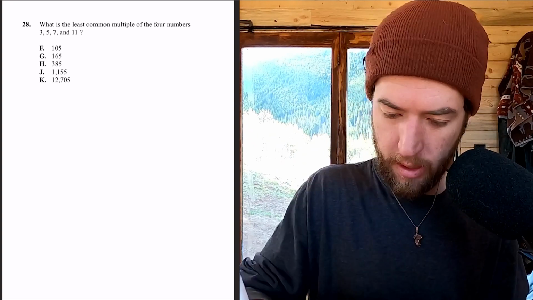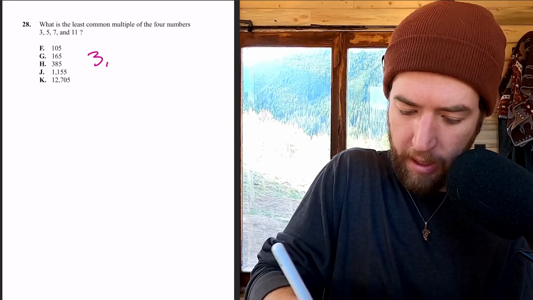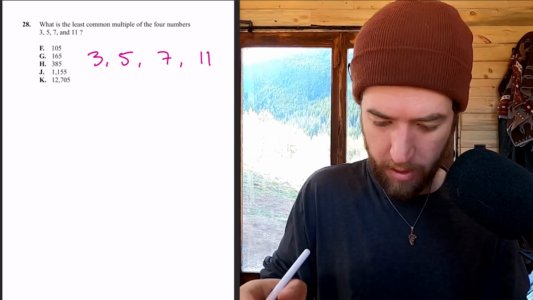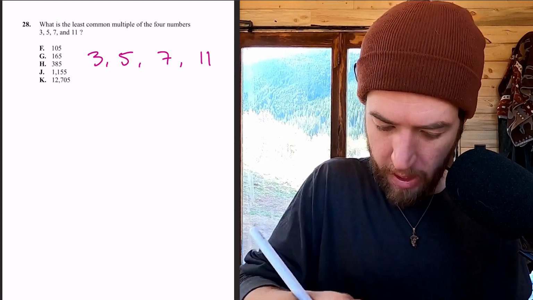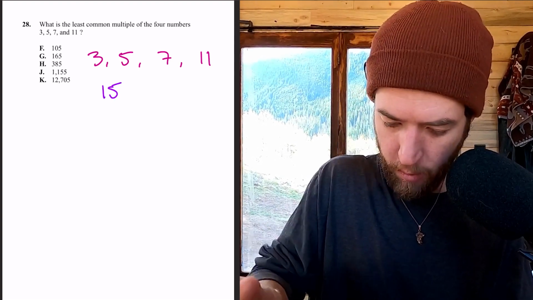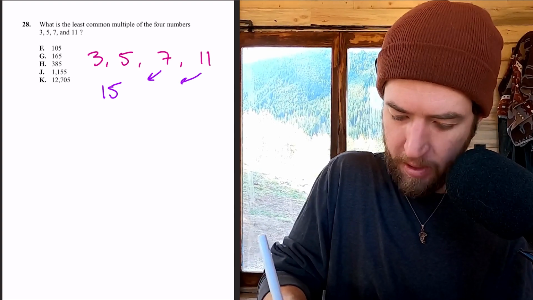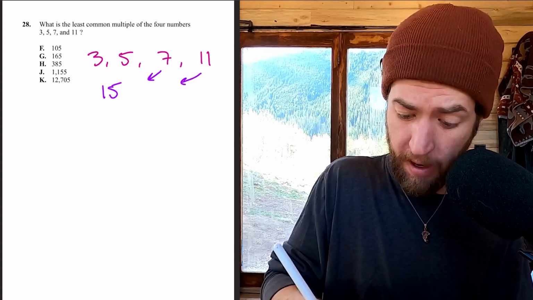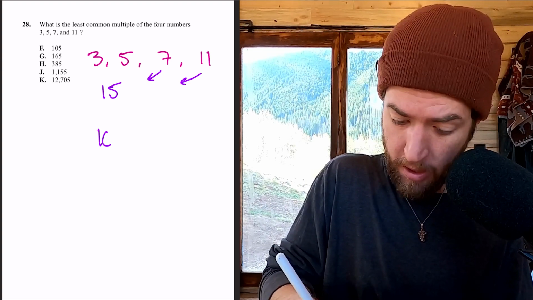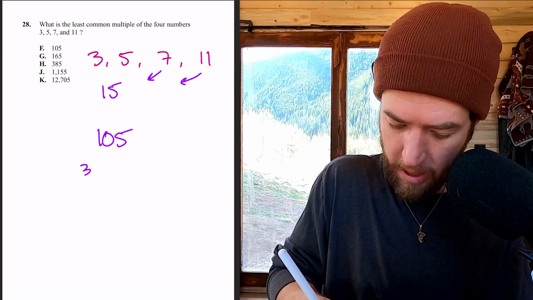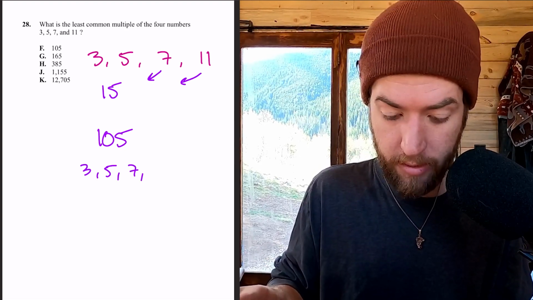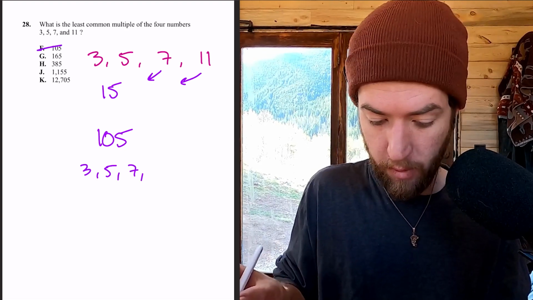These numbers immediately stand out to me because they are all prime, which means something when you're looking for least common multiples. So 15 could work, but 7 is not divisible by 15, nor is 11. So 15 times 7 is 105, and 105 might work because 3, 5, and 7 all go into that, but 11 doesn't go into that. So 105 doesn't work.